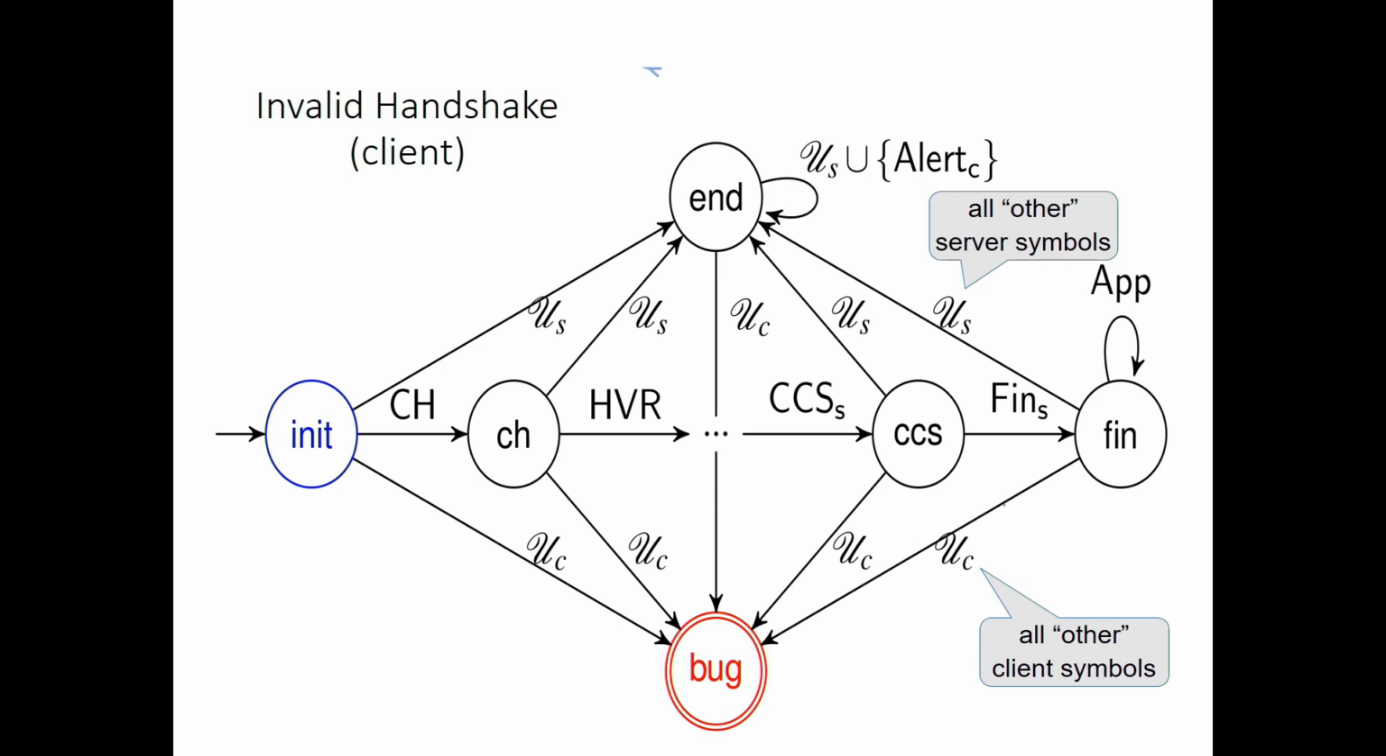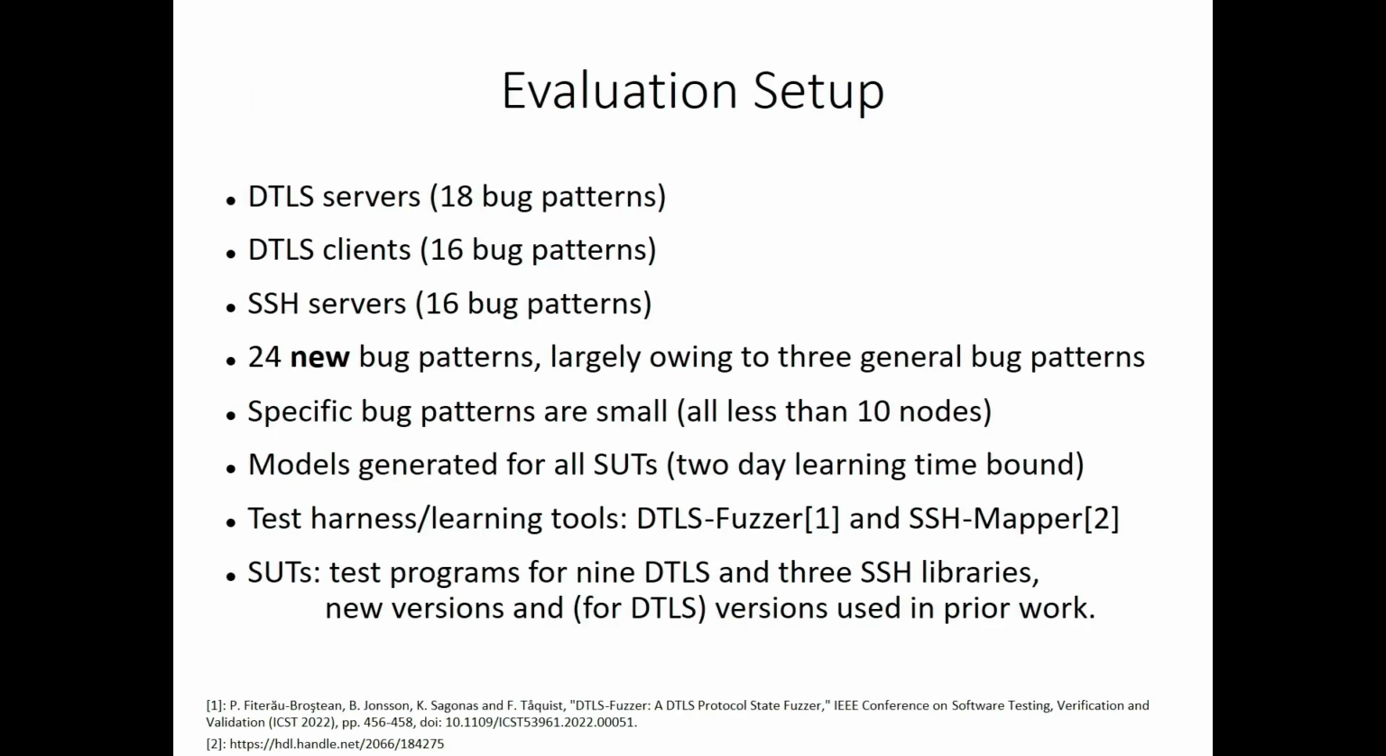Okay, so that's what we have done. In the paper you can find the evaluation on both DTLS and SSH. We have applied this with 18 bug patterns on DTLS servers, with 16 bug patterns on DTLS clients, and with another 16 on SSH servers. 24 of these bug patterns are new, and we came up with them by using the general technique for generating specific bug patterns that you can find in the paper.